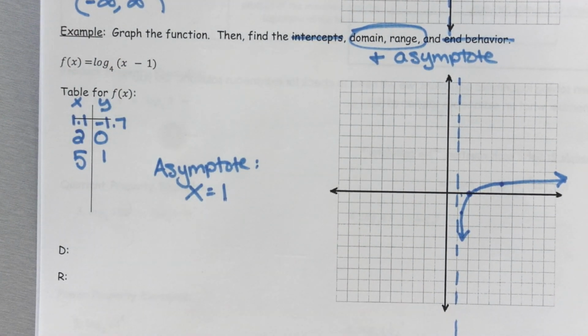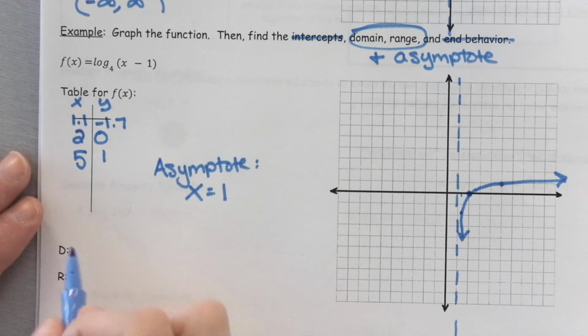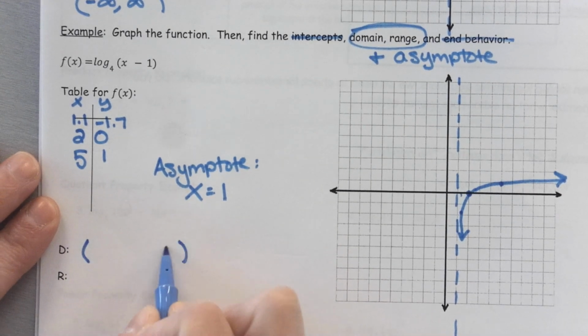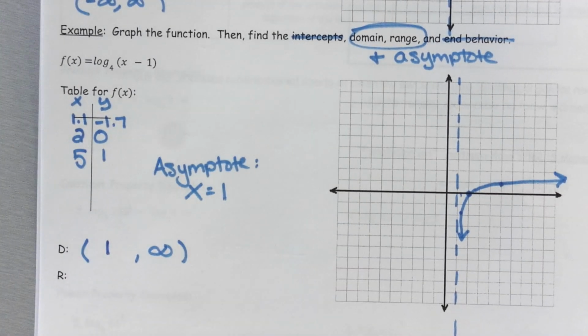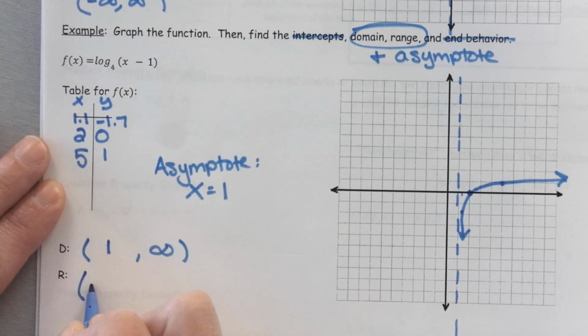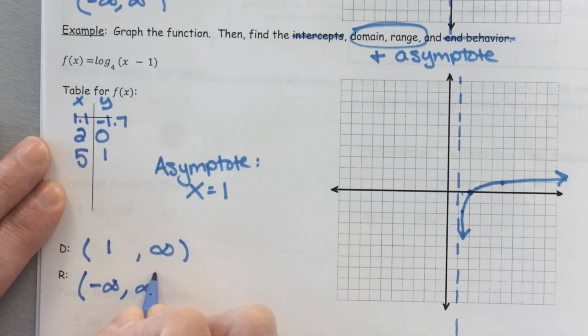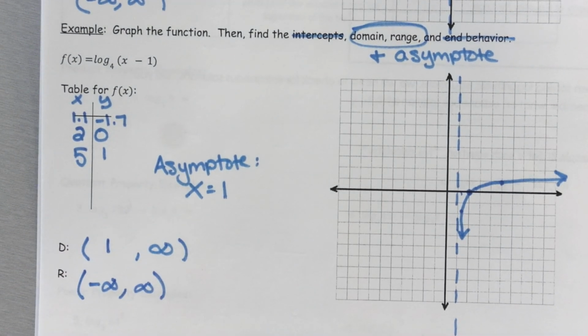Okay, so domain. I know I go up to +infinity, but what's my starting spot this time? How far to the left can I almost go? 1. But again, I can never get to 1, so that's why there's a parenthesis there. And then our range is always going to be what? All real numbers. So -infinity to +infinity with our interval notation.